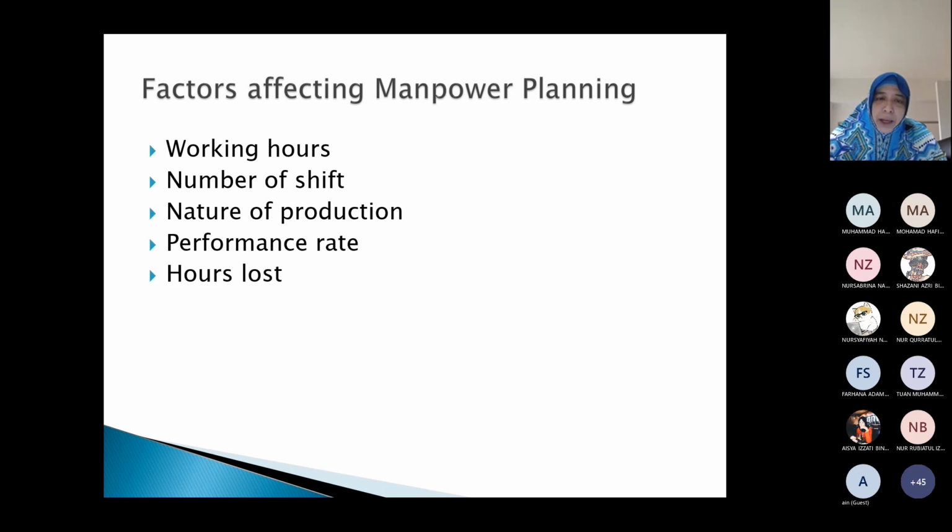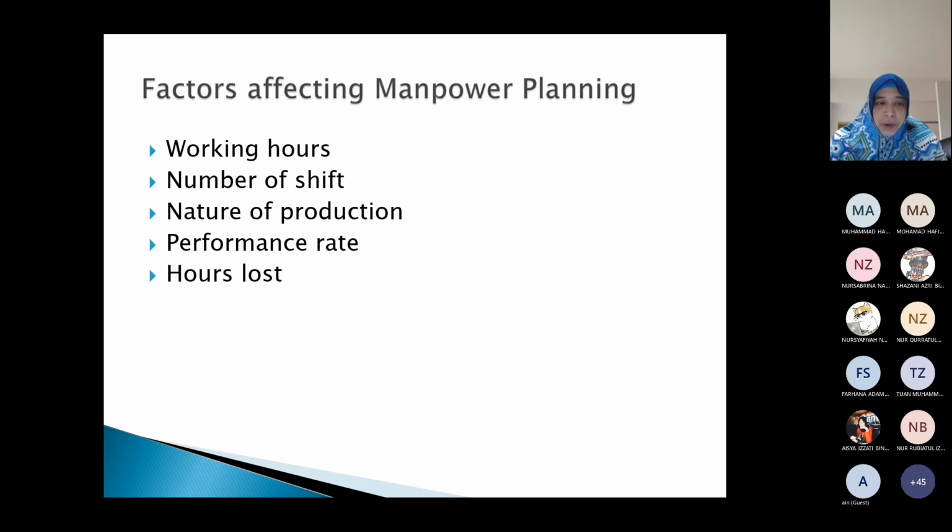When they stopped buying from Top Glove, from Serba Dynamics, the production of the company went down. They could not operate, they could not produce more product, and at the same time they could not sell the product to the US or UK. So the profit of the company was lowered. This is the effect if you don't know how to plan the manpower for your company.